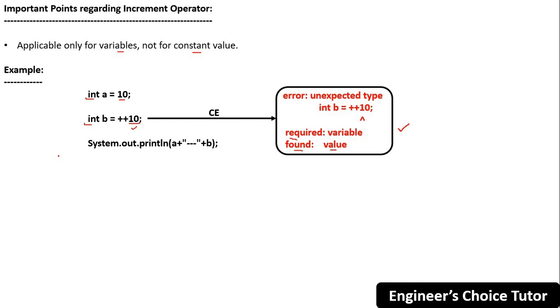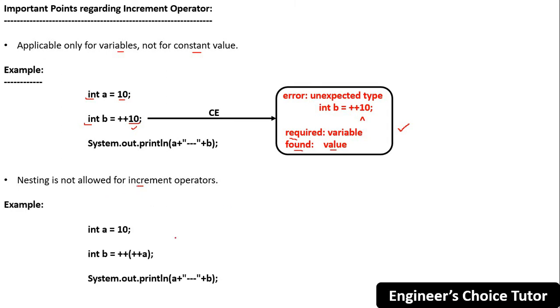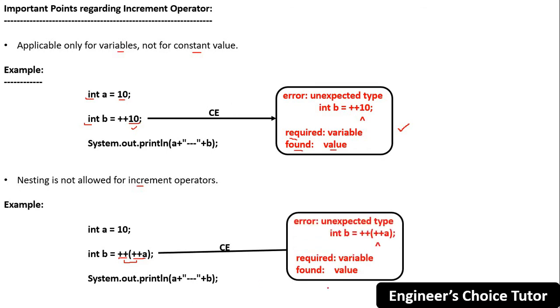Remember this point, okay? Second, nesting is not allowed for increment operators. For example, you can't write like this. See, int a is equal to 10, int b is equal to ++, and then you are again using ++a. This is what is called nesting of operators, right? This is not allowed. If you do like this, you will get a compile time error again saying required variable but found value. At this position, it is expecting a variable, but you are passing ++a, which will evaluate to a value. So it is not allowed. In this case also you will get a compile time error.